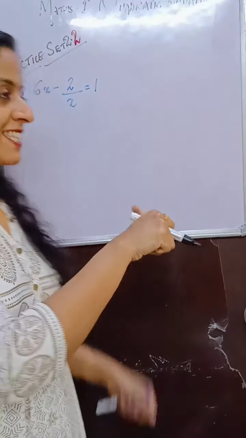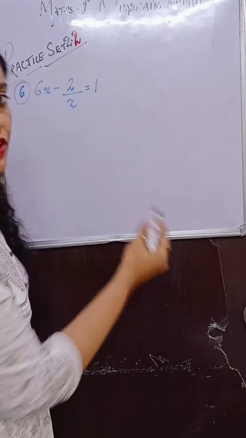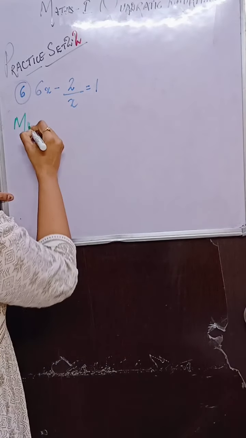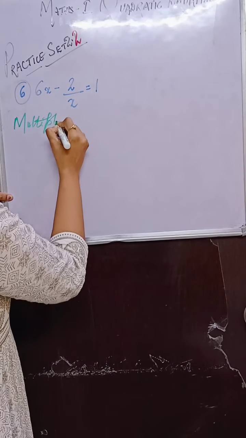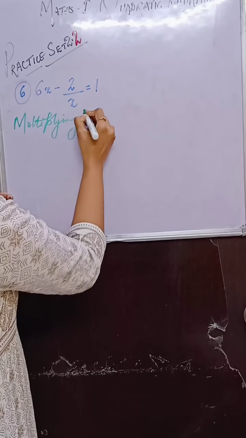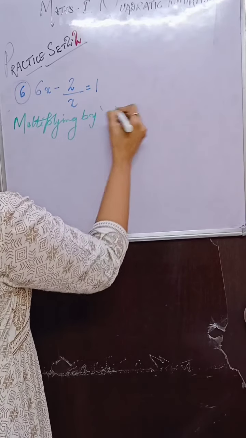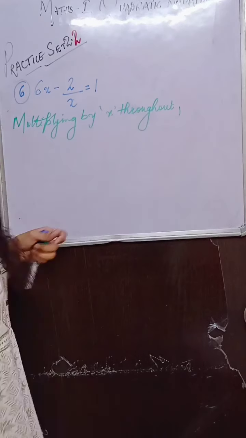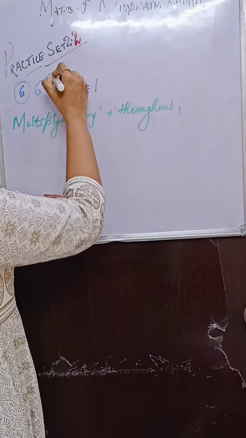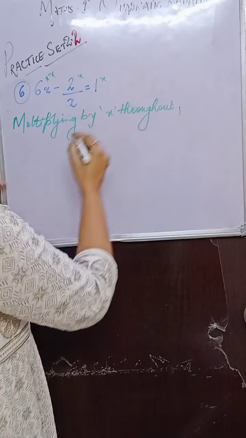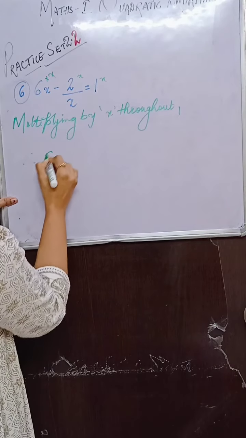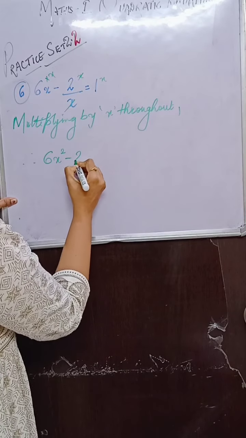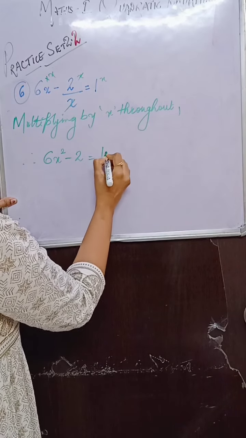Sum number 6. Again you can see here in the equation you have x in the denominator. So what will we do? Multiplying by x throughout. When you multiply by x, here x and here x, what you get is 6x square minus x, and x cancels, 2 equal to 1x.